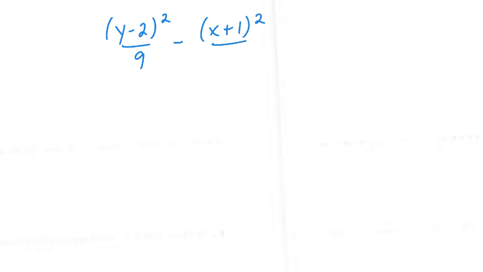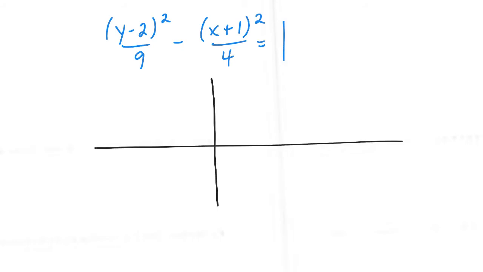All right, so today in class we started just by graphing one. So let's look at y minus 2 quantity squared over 9 minus x plus 1 quantity squared over 4 is equal to 1. And let's graph this one together. First of all, I need to know where the center is. Because the x is over on the right side, the x is still going to be negative 1, and the y will be at a positive 2.